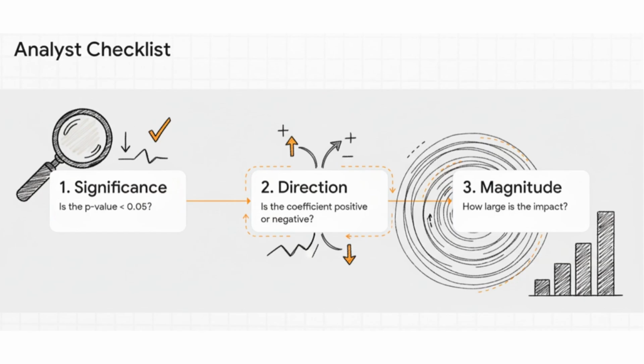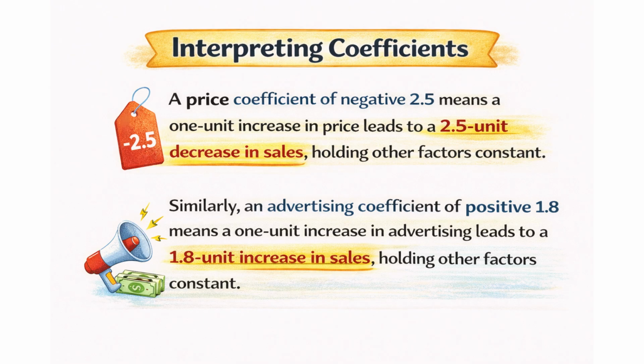Whenever you read a regression output, follow this simple checklist. First, check significance. Is the p-value below 0.05? Second, check direction. Is the effect positive or negative? For example, if theory says price has a negative effect on the demand, the regression must give a negative value for the coefficient. Third, check the magnitude. How large is the impact? For example, a price coefficient of -2.5 means a 1 unit increase in price leads to a 2.5 unit decrease in sales, holding other factors constant.